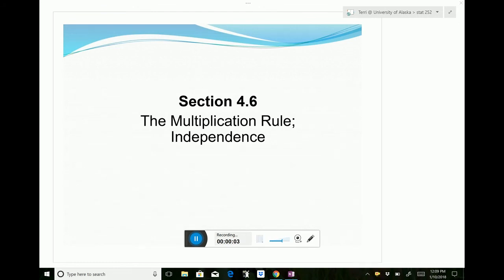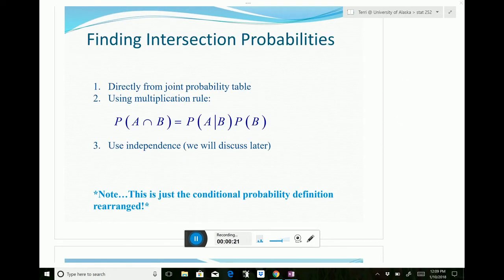So now we're going to start chapter 4, the last section, part 3, and we're going to start this with section 4.6, the multiplication rule and independence. Now, let's talk a little bit about how we find intersection probabilities.